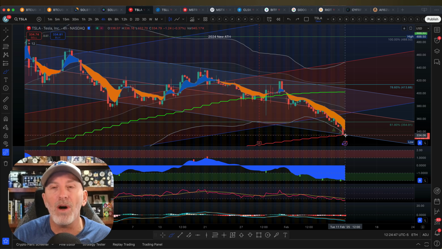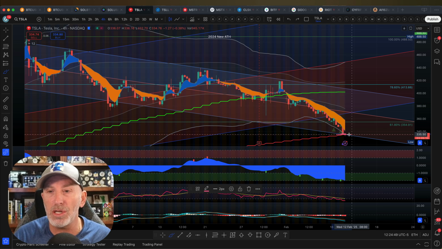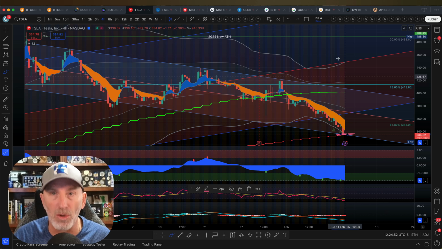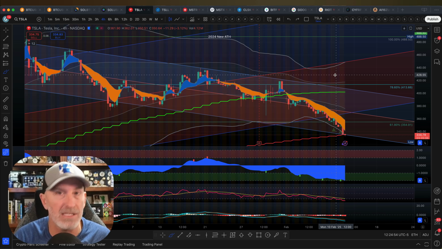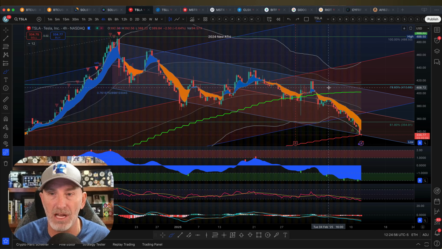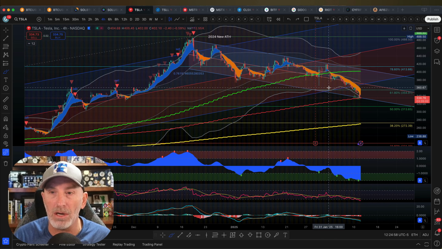So what do I anticipate? This should be a short-term floor for Tesla. Like, this is about as oversold as it gets right now. Could we go lower? Absolutely.